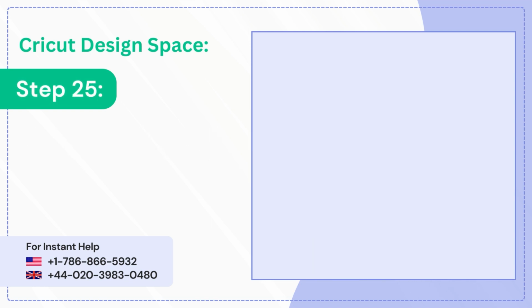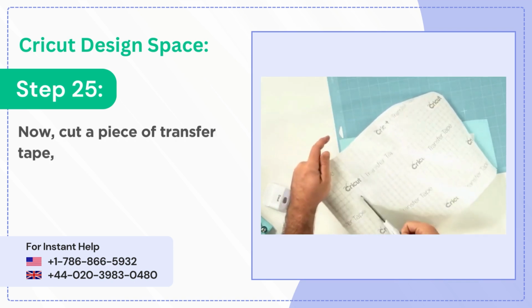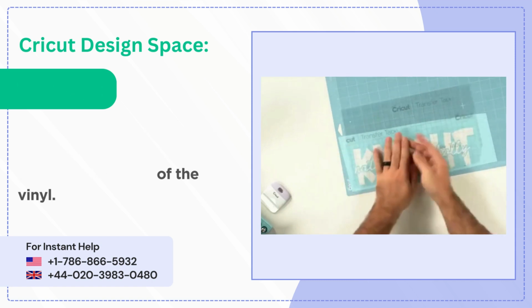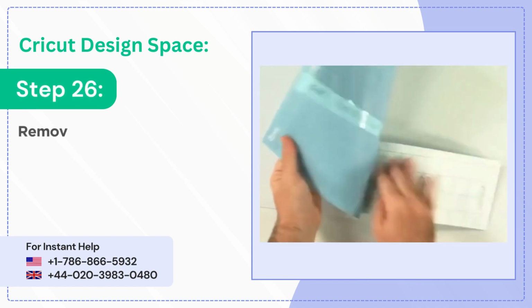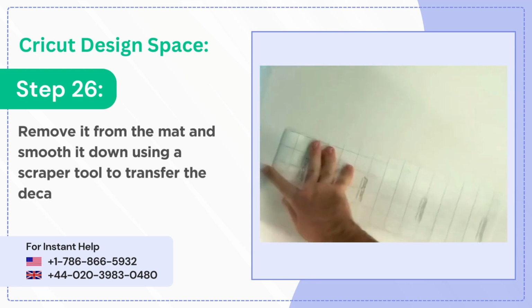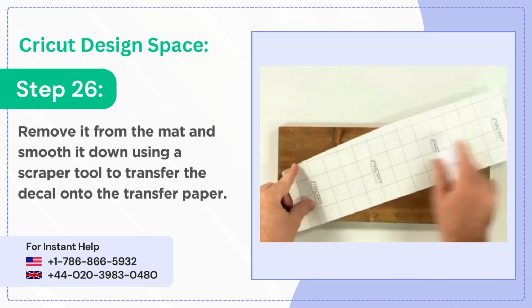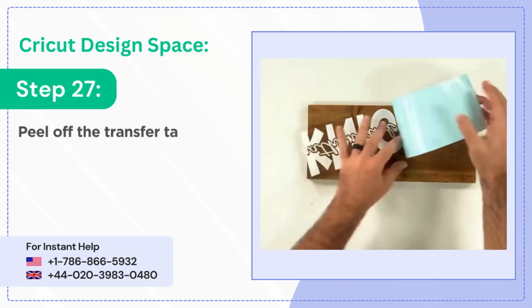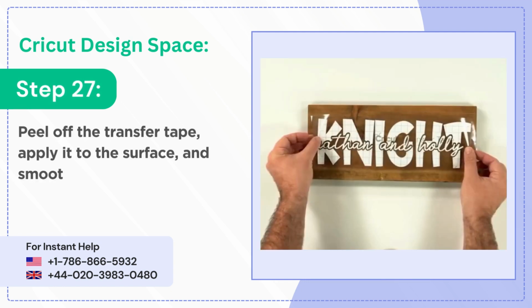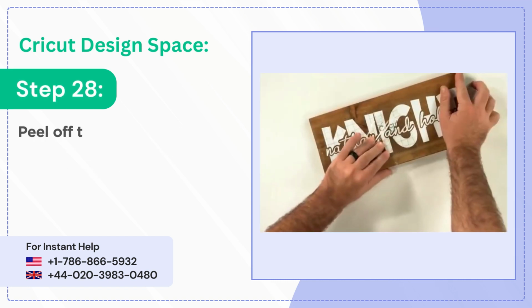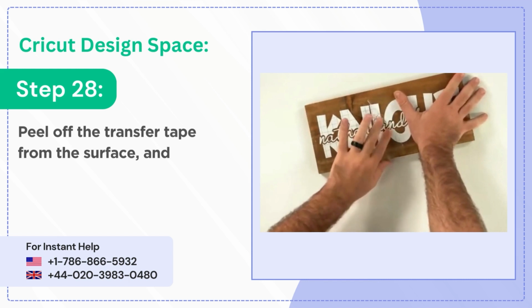Step 25. Now cut a piece of transfer tape, remove the backing and place it on top of the vinyl. Step 26. Remove it from the mat and smooth it down using a scraper tool to transfer the decal onto the transfer paper. Step 27. Peel off the transfer tape, apply it to the surface and smooth it down. Step 28. Peel off the transfer tape from the surface and your project is ready.